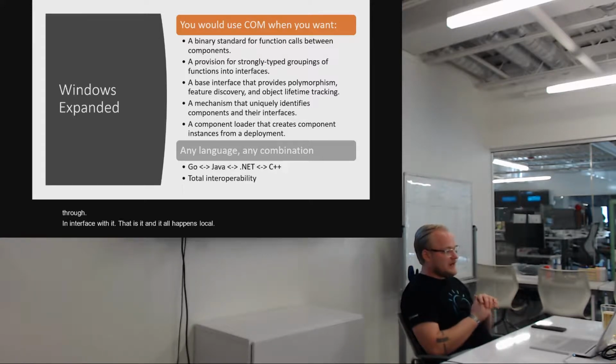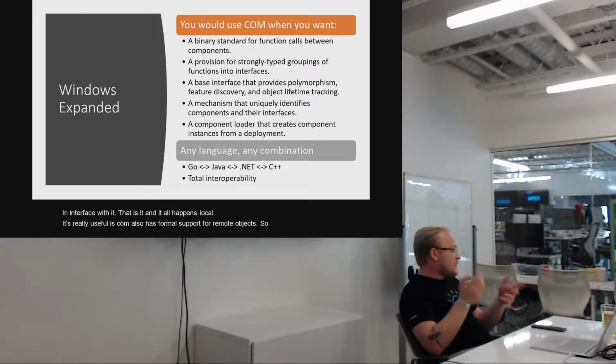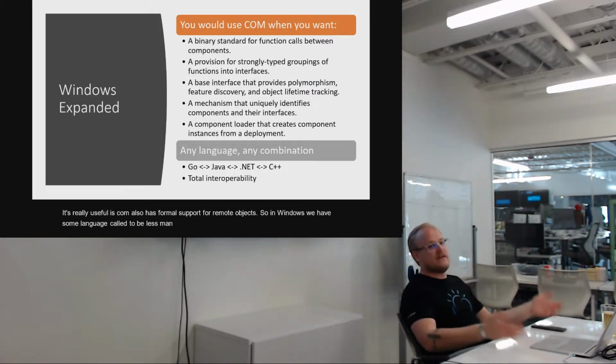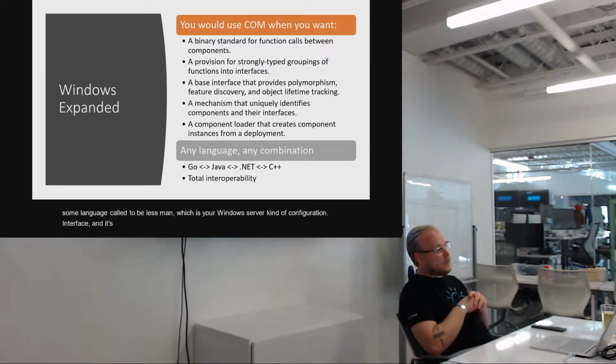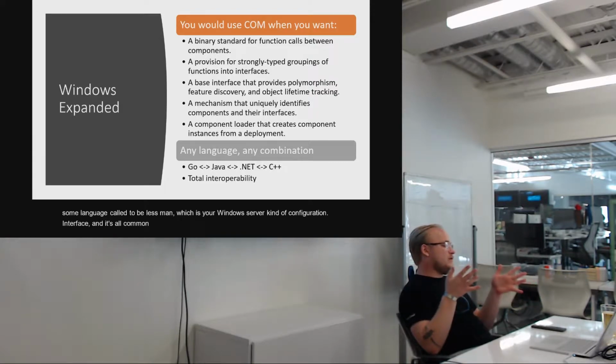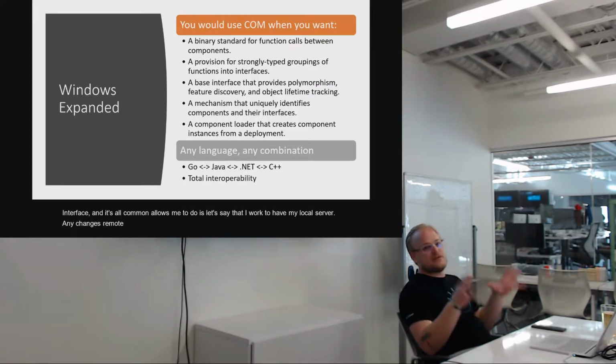What's really useful is COM also has formal support for remote objects. So in Windows, you have what's called WSMan, which is your Windows Server configuration interface. And it's all COM and OLE under the hood. What it allows me to do is, let's say that I have my local server, and I'm like, oh hey, I need to change this remote server's configuration. It doesn't have SSH. I don't really care about that. I just want to change the configuration.